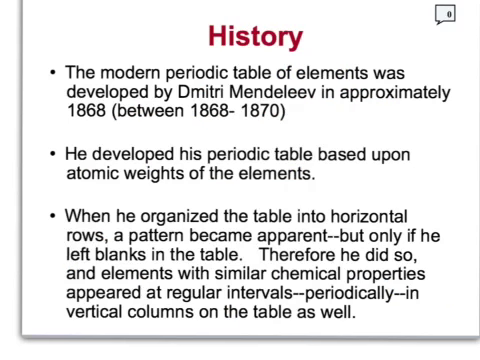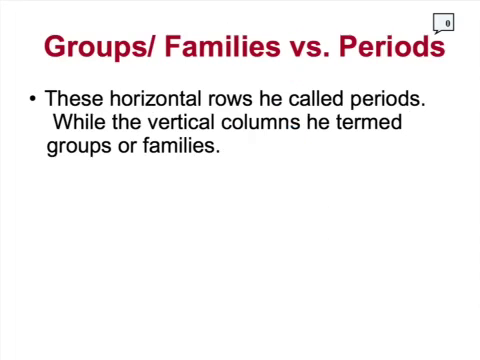The periodic table that we know today was developed by Dmitri Mendeleev in the 1800s, and he developed this periodic table based on atomic weights. As he organized the table in rows, a pattern started to form, and if you left blanks in the table, he noticed that elements with similar chemical properties occur in vertical columns on the table. So for the rest of this video, we're going to talk about these similarities that he saw.